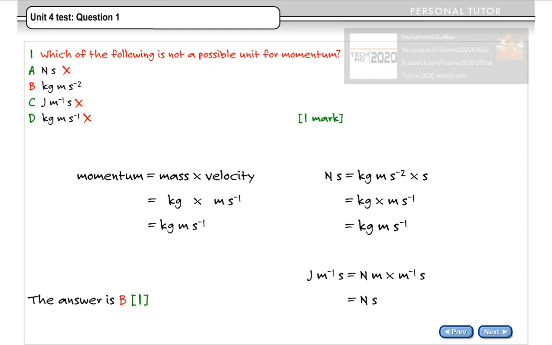You could have been brave and chosen B straight away because it contains meters per second squared, and this is the unit for acceleration. But sometimes it is reassuring to work things out the long way, if you have time.